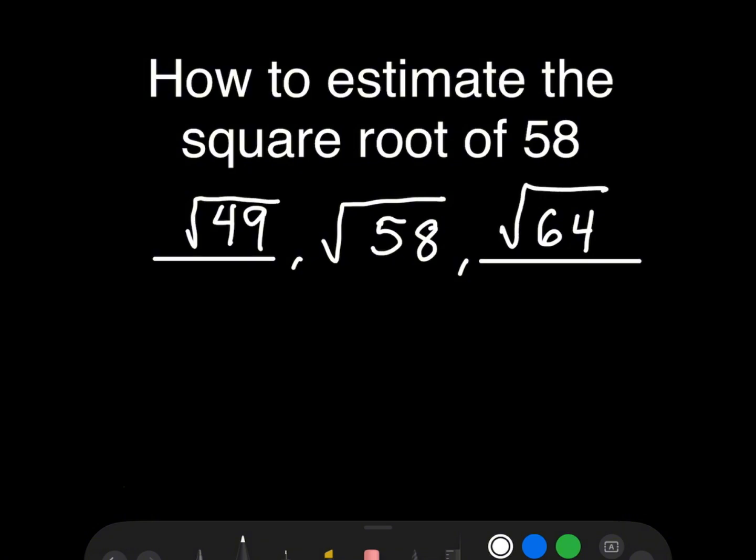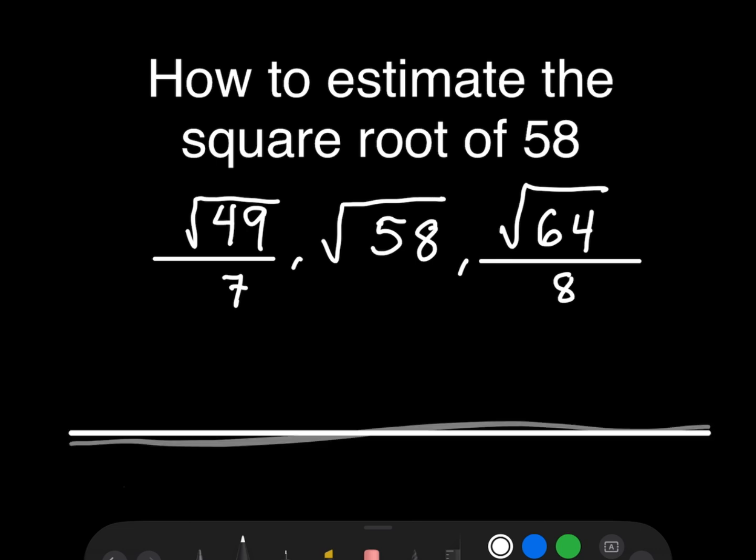So 49 is a square number, so the square root of 49 and the square root of 64 are both square numbers. The square root of 49 is 7 and the square root of 64 is 8, because 8 times 8 is 64 and 7 times 7 is 49. So if you're going to draw your line there, mark both ends, putting 8 on the right side and 7 on the left side.